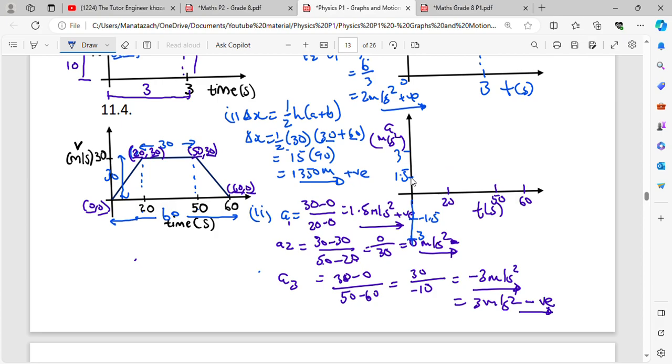So let's plot 1.5 on the first 20 seconds, and then between 20 and 50 the acceleration is 0, so just plot a 0 there. And then between 50 and 60 seconds the acceleration is minus 3, which is just here. So that is it. Let's just hatch the graph so that you see this is the acceleration time graph.